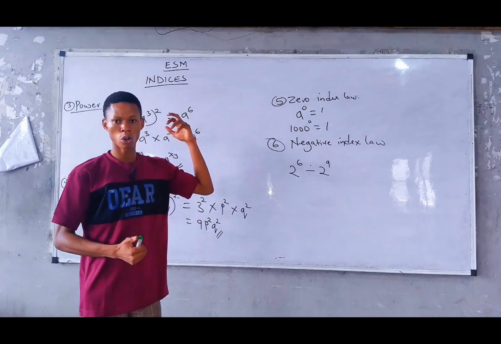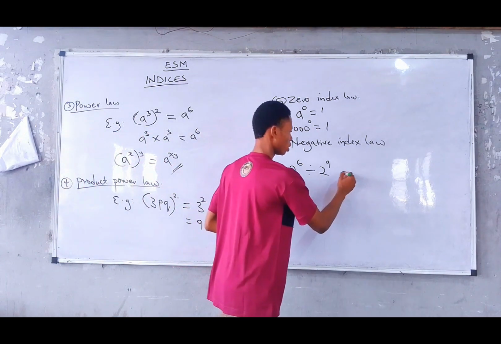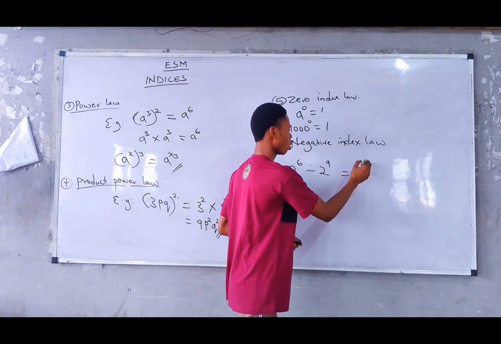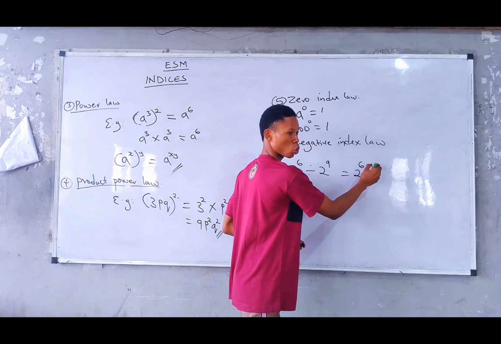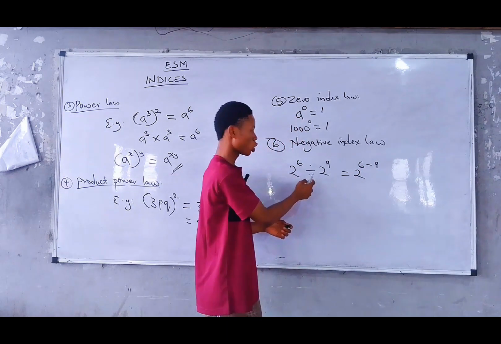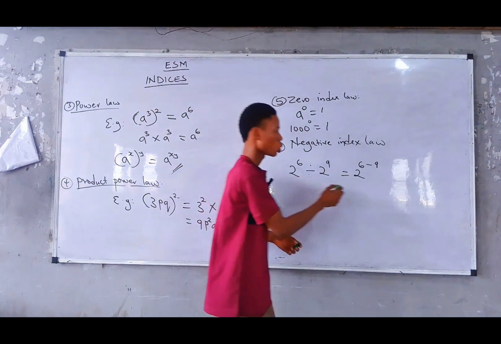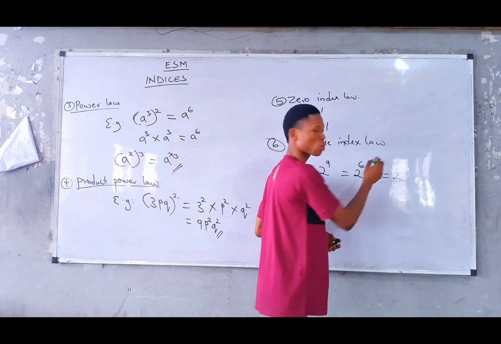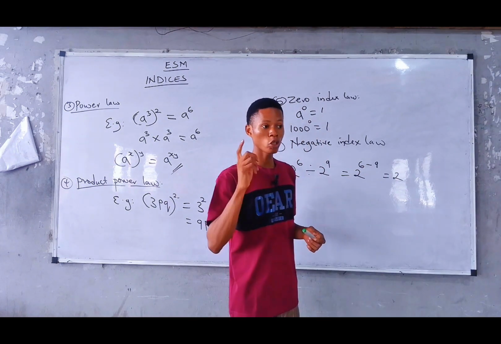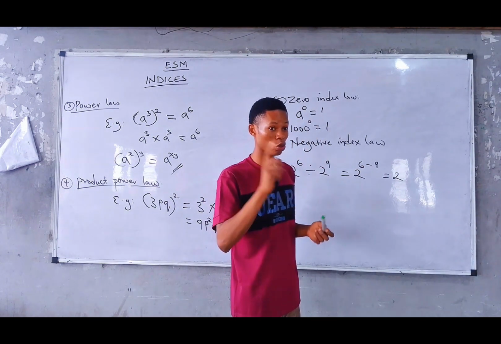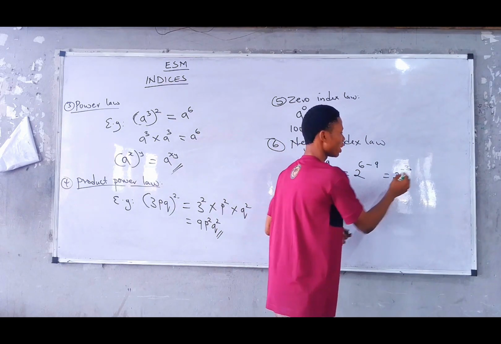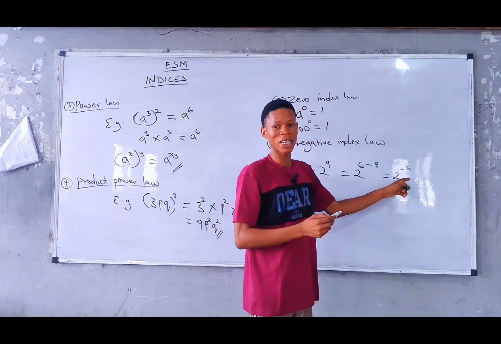Back to the second law, the division law now. This is the same thing as 2 raised to power what? 6 minus what? 9, right? Minus, because here is division, is it not? So we'll be having 2 raised to power 6 minus 9, which is what? Minus 3, not 3, minus 3. Now we've gotten a negative index, a negative power.